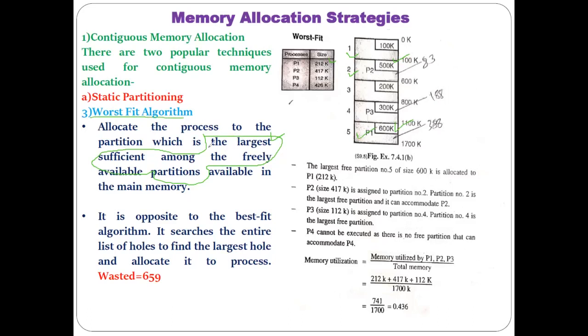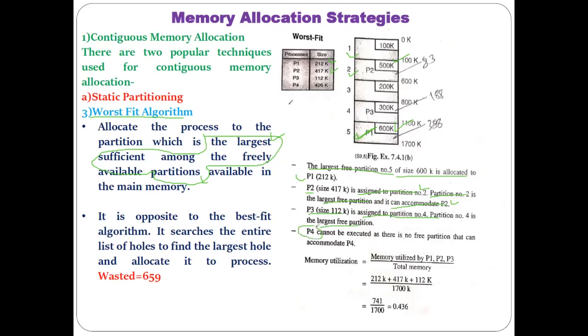Allocate the process within the largest sufficient among the freely available partitions. So that is the reason P1 is allocated to partition 5. Here it is being said the largest partition, number 5 of size 600K, is allocated to P1. Then P2, the size is 417K, so I assigned it to partition number 2, because partition number 2 is the largest free partition and it can accommodate P2. P3, size 112K, is assigned to partition number 4 as it is the largest free remaining partition.